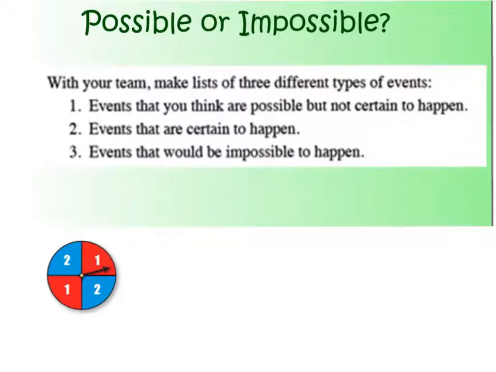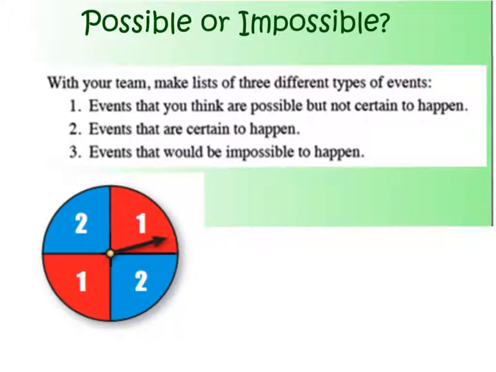All right, so there is some vocab when we're working with probability, and 2 of those words are possible or impossible, which you guys have heard before. So if you look at this spinner down here, could you think of an event that is possible but not certain to happen? How about an event that is certain to happen? And then how about an event that would be impossible to happen on this spinner?